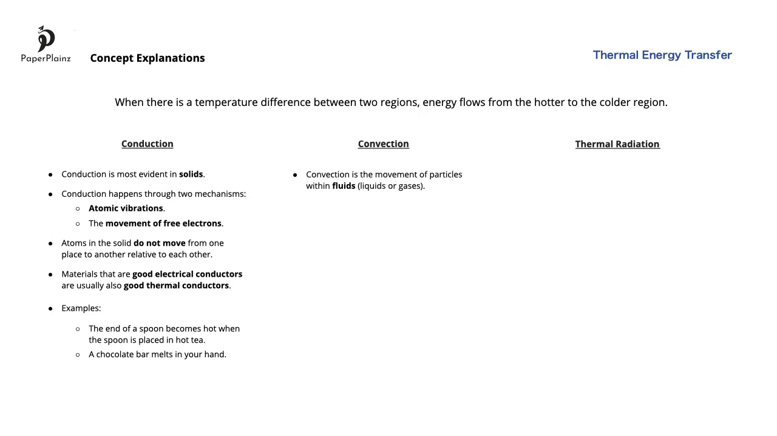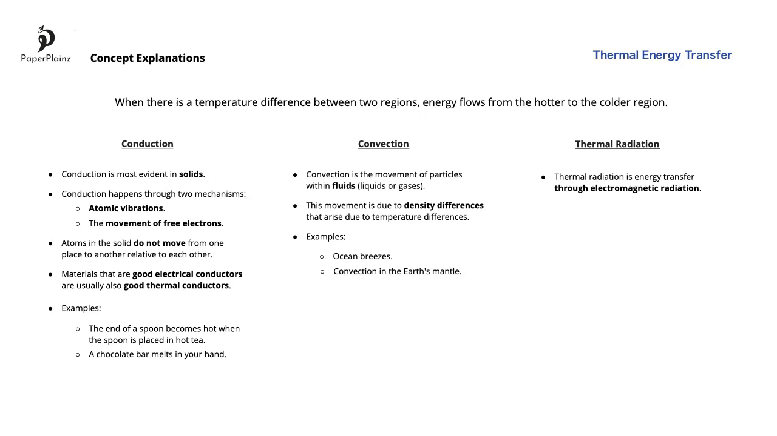Convection is the movement of particles within fluids, so liquids or gases. This movement is due to density differences in the fluid that arise due to temperature differences. Examples include ocean breezes and convection in the Earth's mantle, which is the extremely hot liquid material that lies between the Earth's crust and core.